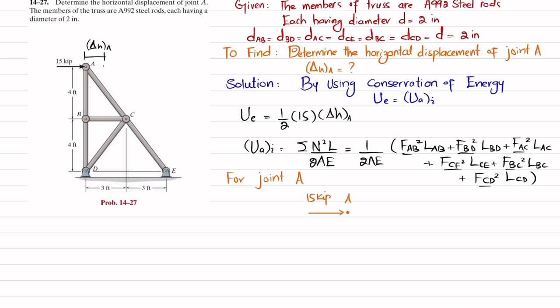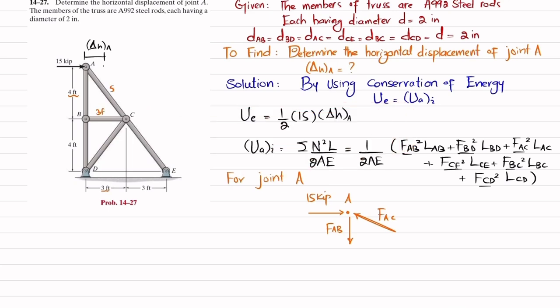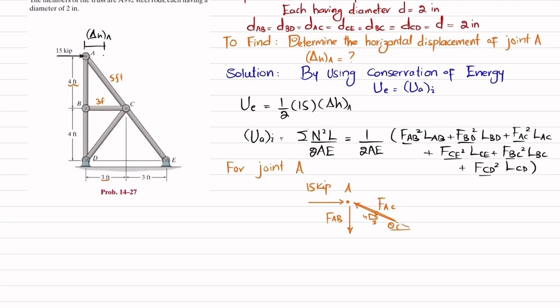The load that member AB applies at point A will be equal to FAB, and this load will be equal to FAC, which will be like this. This is 4 feet, and this you can see is 3 feet. By using the Pythagorean theorem, this will be 5 feet. So again, here you have a right angle triangle, 3, 4, and 5. Also, if you are confused, you can take angle theta over here, and we will find these forces.